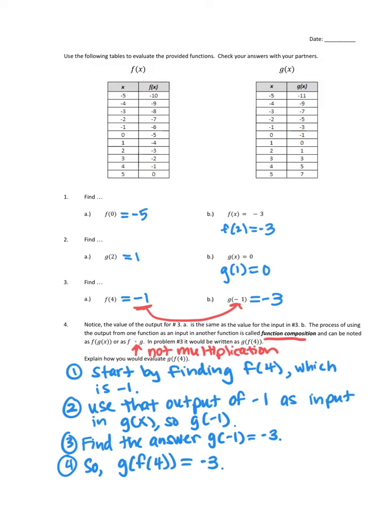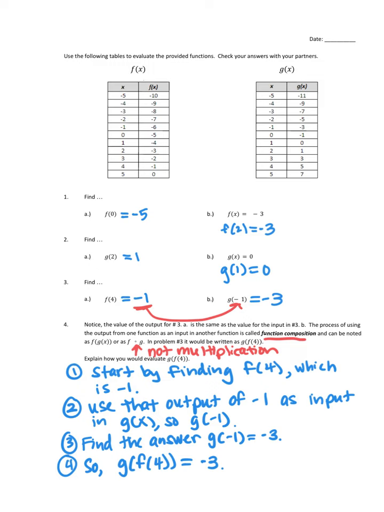Did you explain how you would evaluate g of f of 4? If not, let's go ahead and go through it. The first thing you should do is start by finding f of 4, which equaled -1. You then use that output of -1 as the input in g of x, so you're going to find g of -1. You'll find the answer of g of -1, which is equal to -3, and so that is your final answer. That means g of f of 4 is equal to -3.